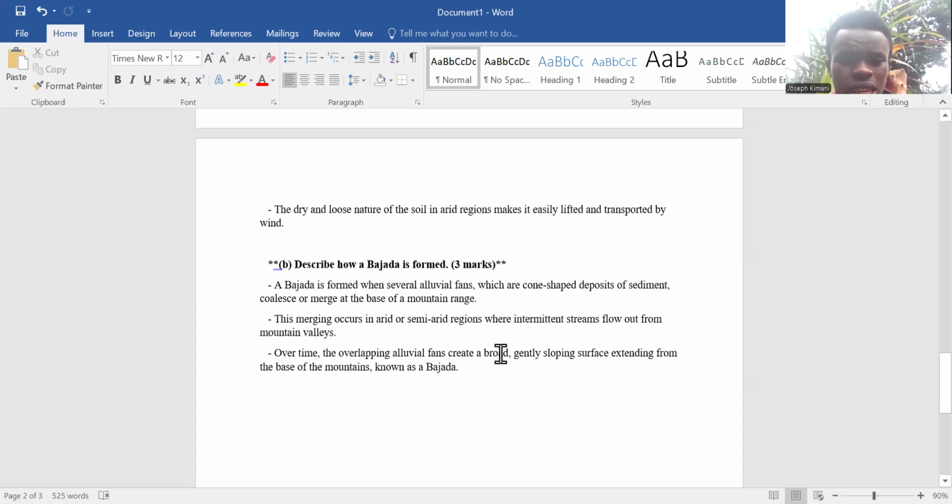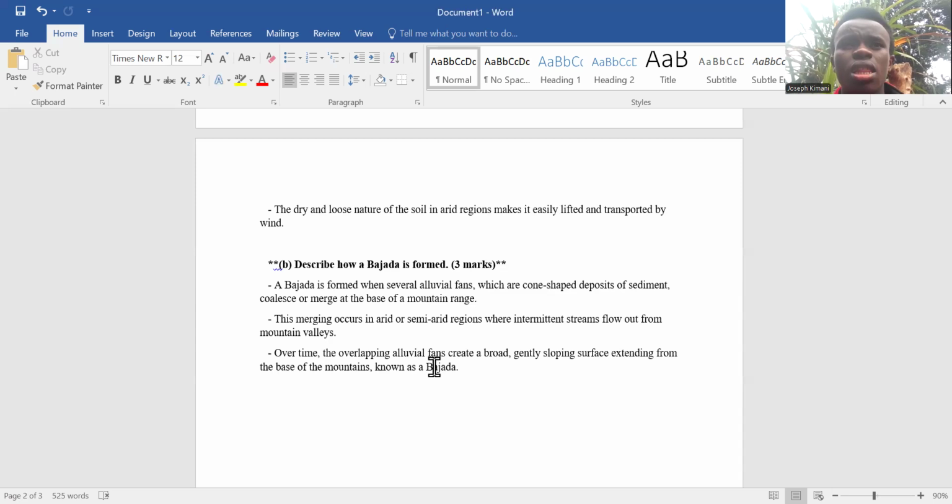This occurs in arid or semi-arid regions where intermittent streams flow out from the mountain valleys. Over time, the overlapping alluvial fans create a broad, gently sloping surface extending from the base of mountains, known as a bajada. So a bajada is basically a collection of many alluvial fans. They merge together downslope, at the base of the mountain. Then they form something like a plain, and this will be called a bajada.